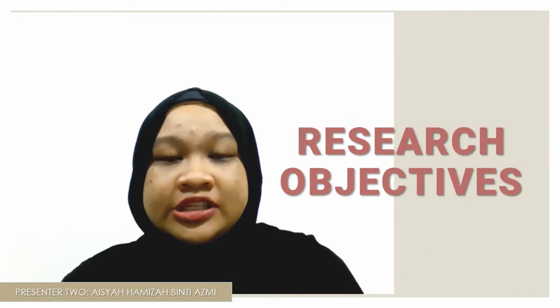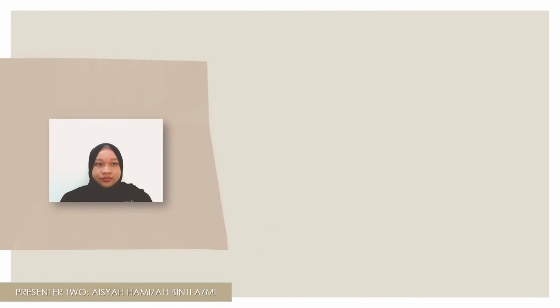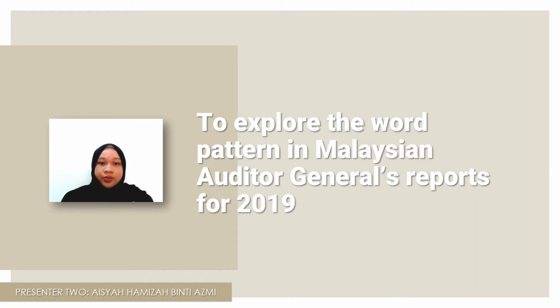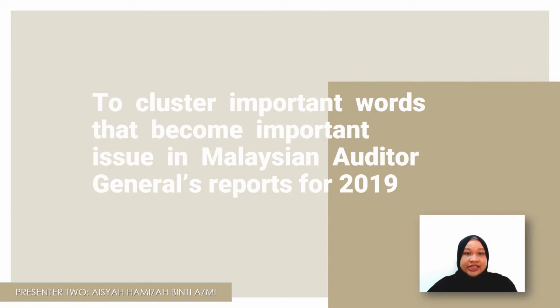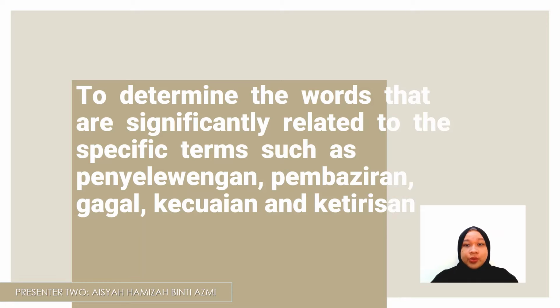Moving on to the research objectives of this study. First is to explore the word pattern in the Malaysian Auditor General's reports for 2019. Second is to cluster important words that become important issues in the Malaysian Auditor General's reports for 2019. And third is to determine the words that are significantly related to specific terms such as penyelewengan, pembaziran, gagal, kecuaian, and ketirisan.